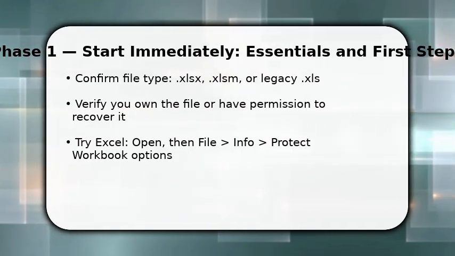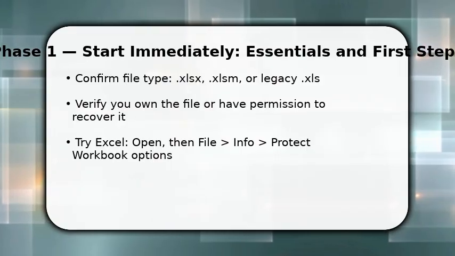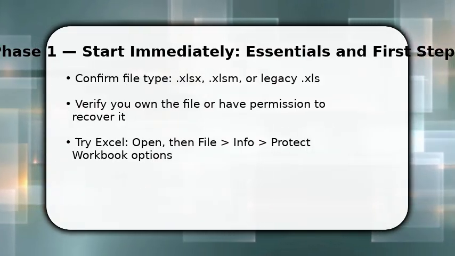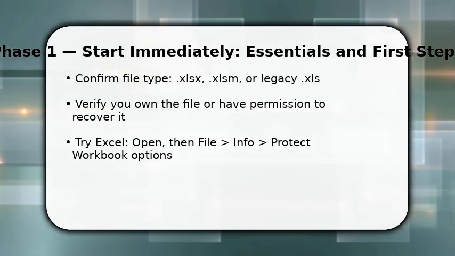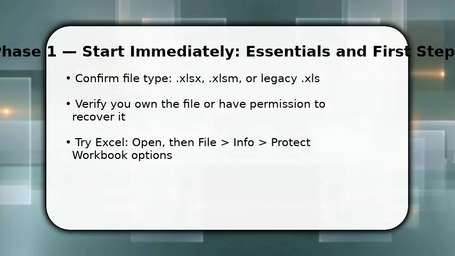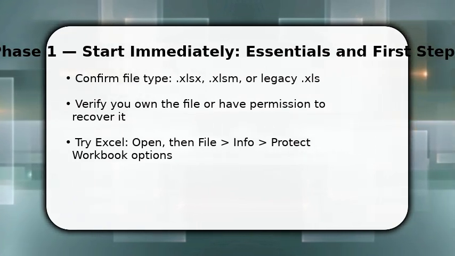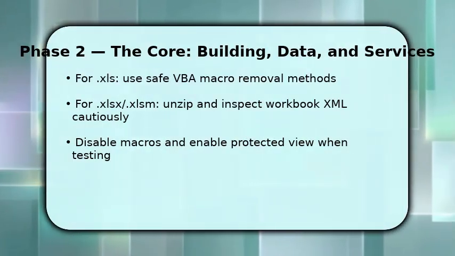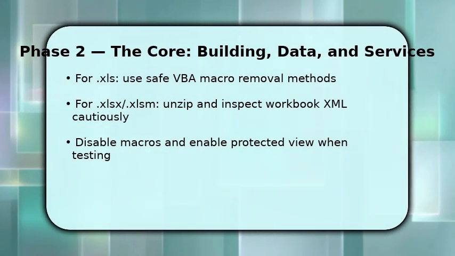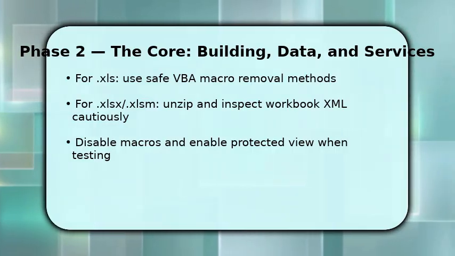If a sheet is locked but the file opens, copy visible sheets into a new workbook to preserve data. This gets you moving while minimizing risk to the original file. Now you dive into the detailed execution. If the file is legacy XLS, save a copy and run a trusted VBA routine designed to remove sheet protection. This works because older protection was weaker.